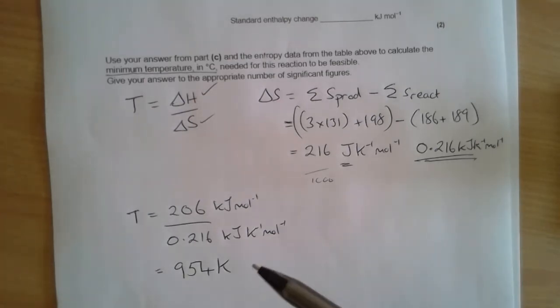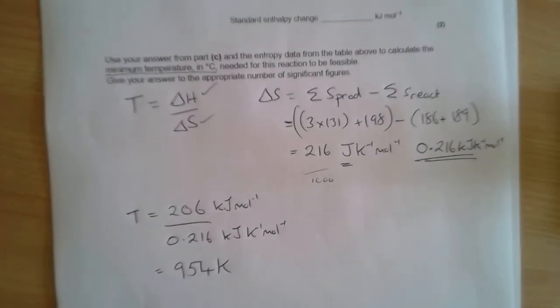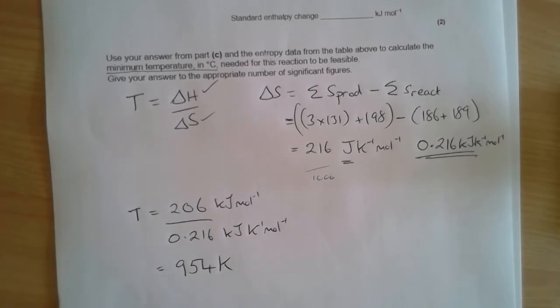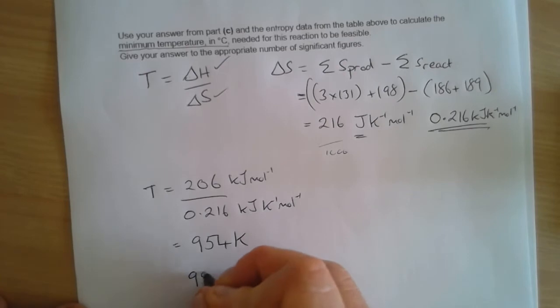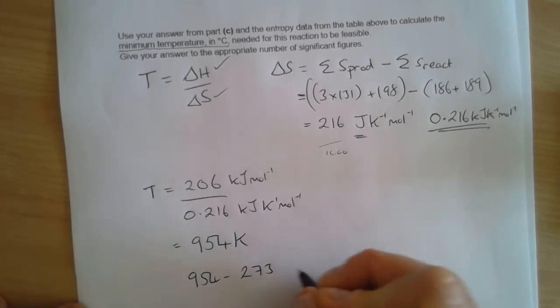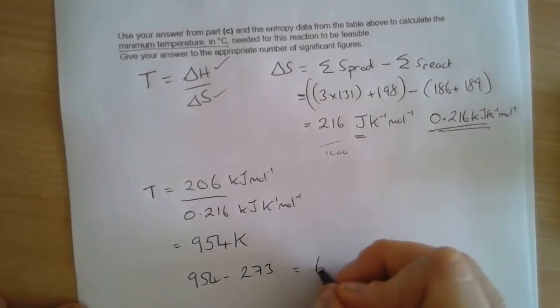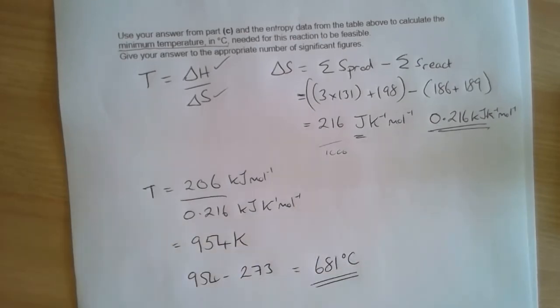The important thing for us to recognize is this is in Kelvin. So notice I've left the units in here. Entropy is in kilojoules per Kelvin per mole, which means that this temperature change is in kelvins. We're going to need to convert that into degrees Celsius because that's what the question has asked us to do. So we're going to subtract 273 from that, which then gives us a final answer of 681 degrees Celsius. So that's how we do one of these calculations.